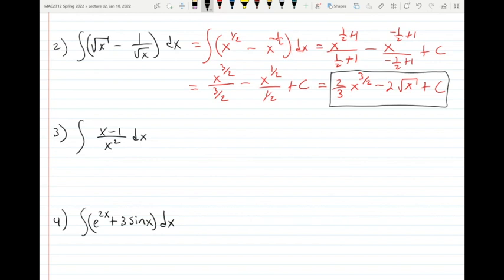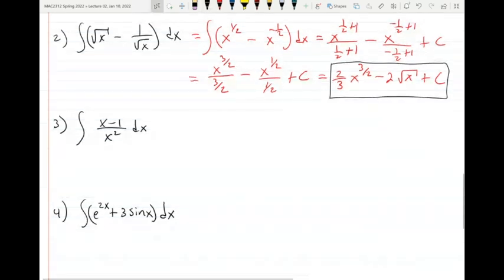And by the way, you can always check your work. To see if you did it correctly, you can take this function, take the derivative, and then you need to obtain the original one. That's how you check that you did it correctly. All right, questions?